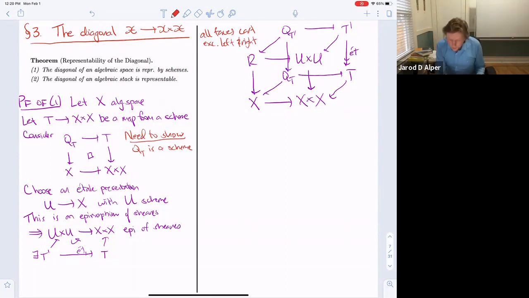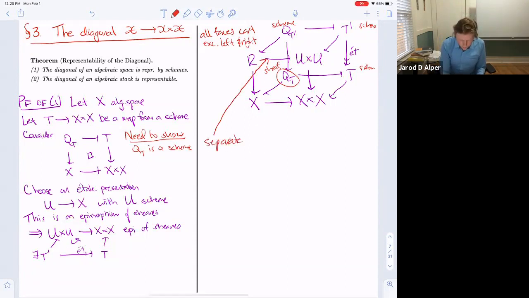Right, so what do we know here? T prime is a scheme, T is a scheme. So QT, this is really what we're interested in. We know it's a sheaf, and we're interested in knowing that it's a scheme, but we do know that this is a scheme. And we also know that this map here, R to U cross U, is separated and locally quasi-finite.